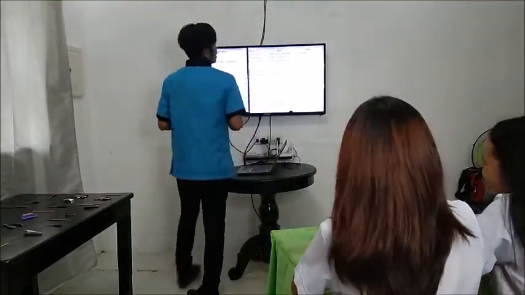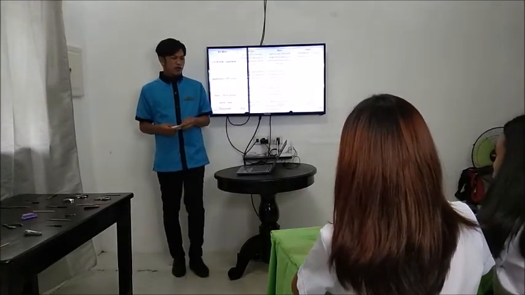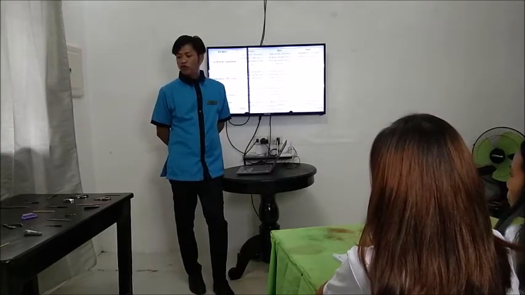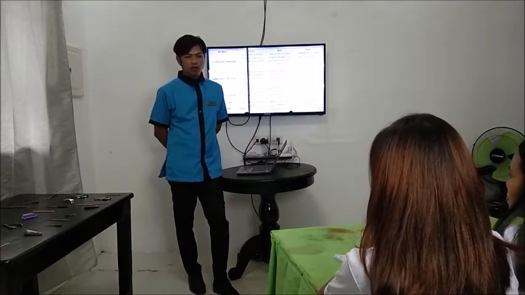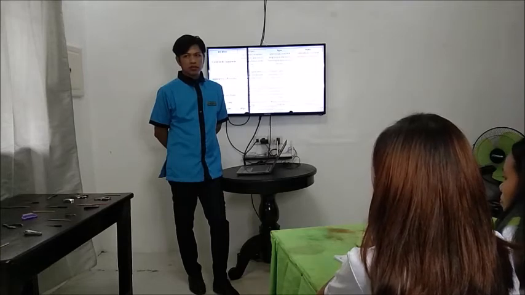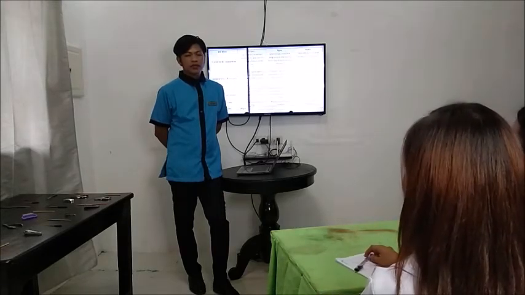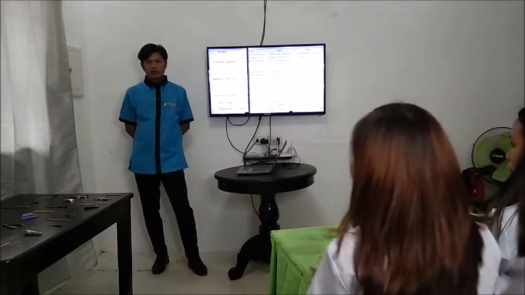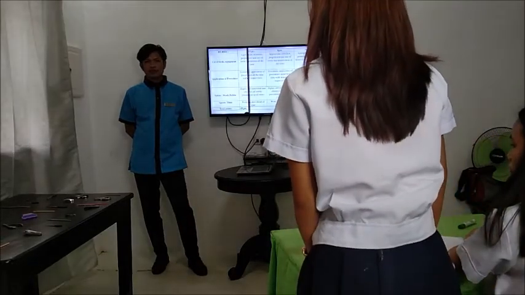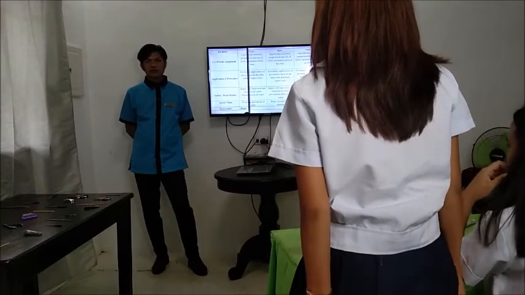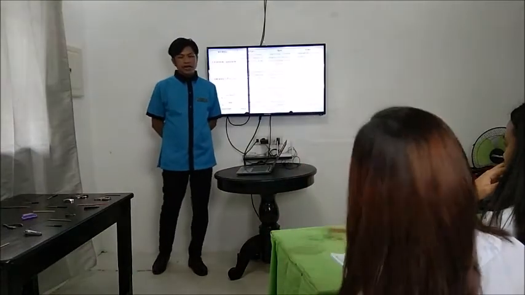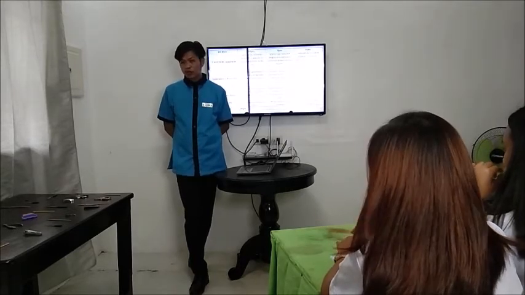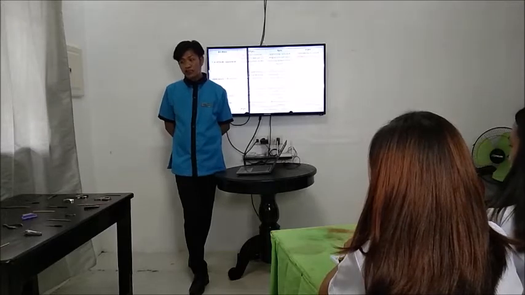So, based on the activity, what we learned, why we need to check the condition of the tools? Bakit kailangan natin i-check yung mga condition ng mga tools bago natin sila gamitin or itago? Why? Bakit? Para? Okay, yes. We need to check so that we can determine if it's still working or not, so that for the second time around, we can use it properly or maybe we can decide to dispose or repair.